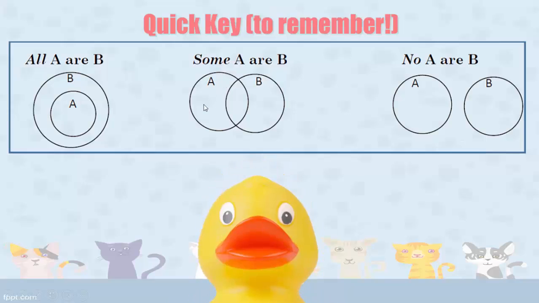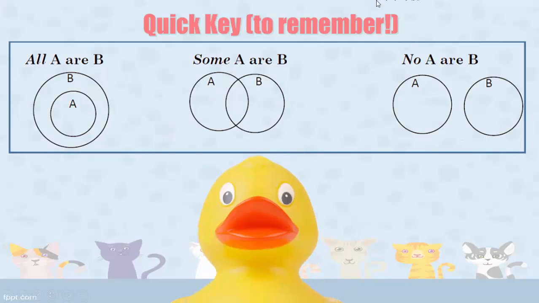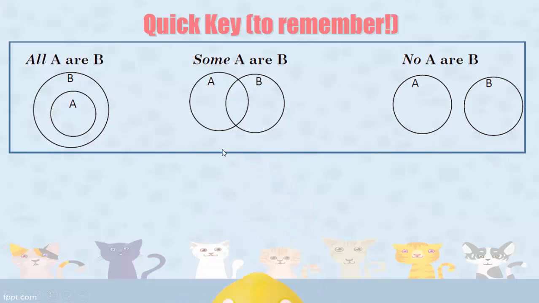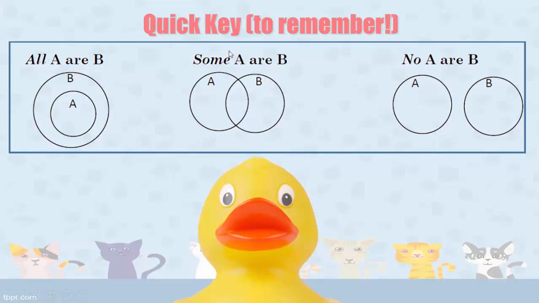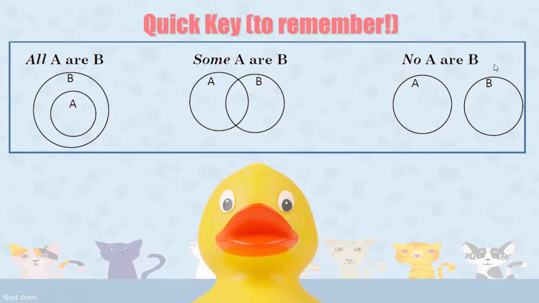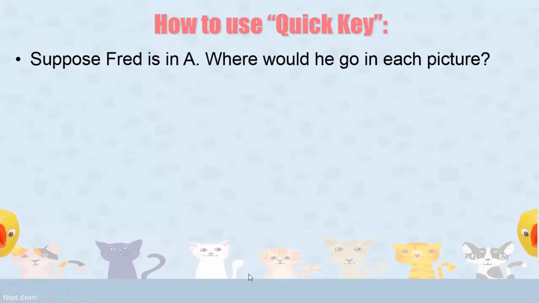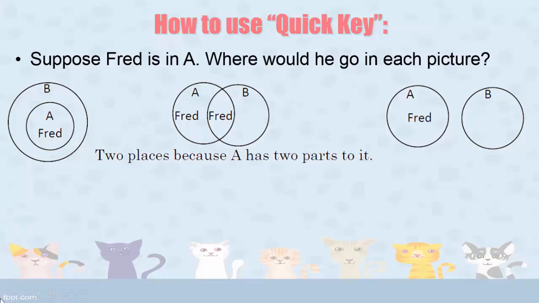A little key to remember, to give you hints on how Euler diagrams work: here's the all statement, here's the some statement, some A are B, and then here's no A are B. So let's see how we can use our quote-unquote quick key. So suppose Fred is in A. Here's where he would go in each picture. Fred is in A, so he's inside. He's a subset of a bigger set.